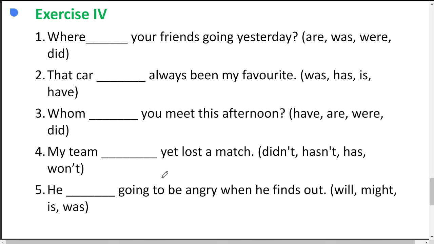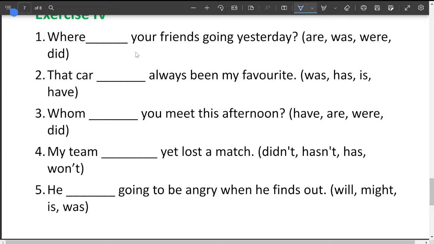Okay, I will give you some keywords which you can take the help of. Look at this. Where dash your friends going yesterday? So yesterday, present, past or future? Past. So are is present, you cannot use are. Next, I'm giving one more indicator. Friends. Is friends singular or plural? Plural. So for plural you cannot use singular. Was is a singular helping verb. Another one is were, and did is also there. So what is the difference between were and did?